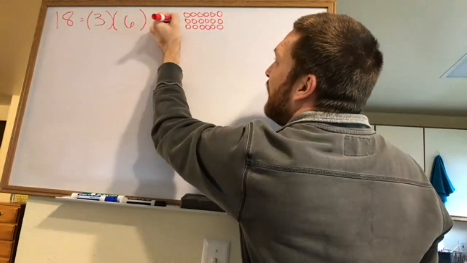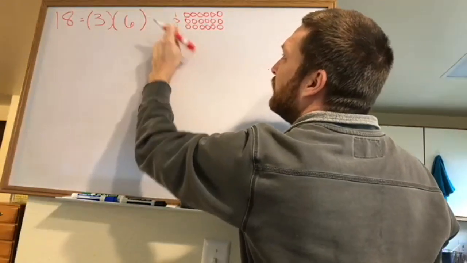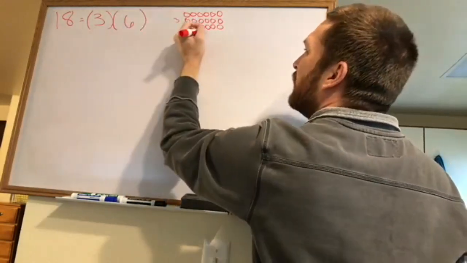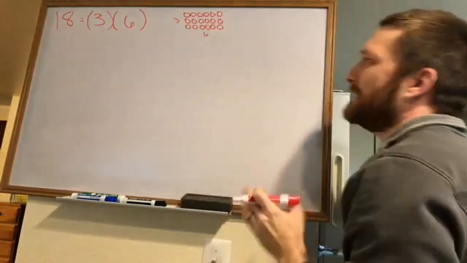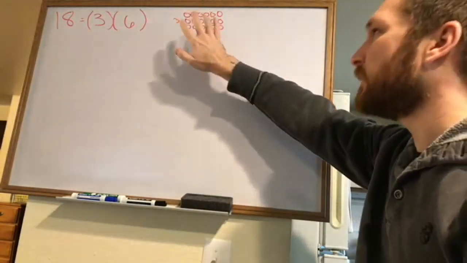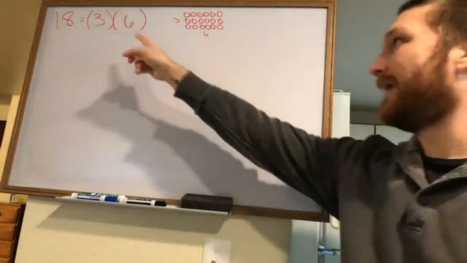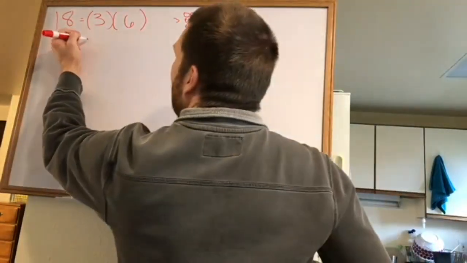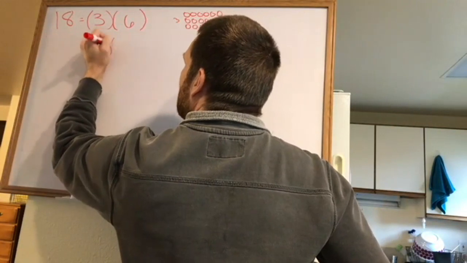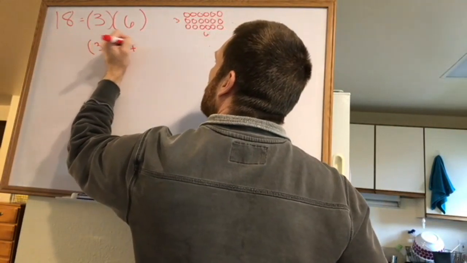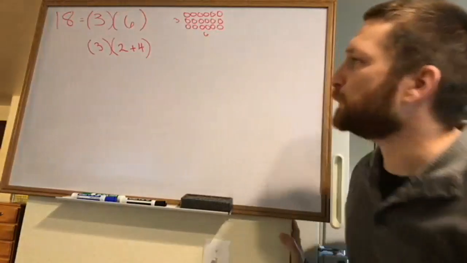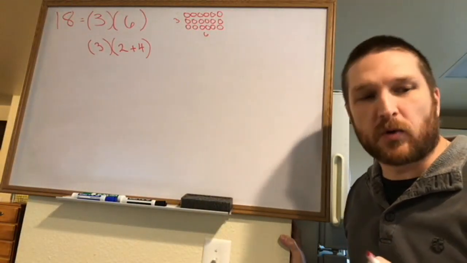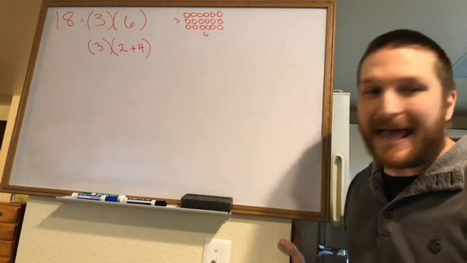In other words, I have 3 rows here and 6 columns of things there. I would have a total of 18 of them. That's what that means. Now, what is 3 times, oh, I don't know, 2 plus 4? 18. Are you sure? Yes. It has to be, right?